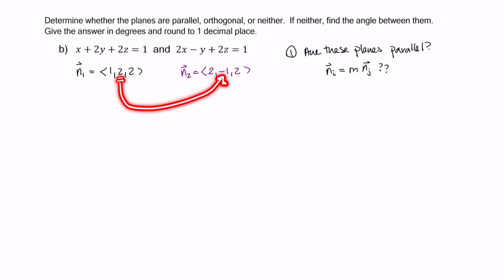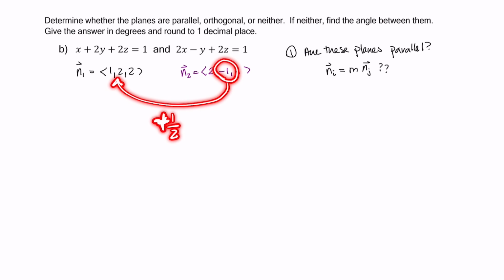Can I multiply 2 by 2 to get negative 1? Unfortunately, I cannot. These values all need to be multiplied by the same number if they were to be a scalar multiple of each other. And the other way wouldn't work either. Multiplying 2 by 1/2 would give you 1, but multiplying negative 1 by 1/2 does not. Oops, I shouldn't have put that. A positive 1/2 does not give you a positive 2. So these are not scalar multiples of each other.